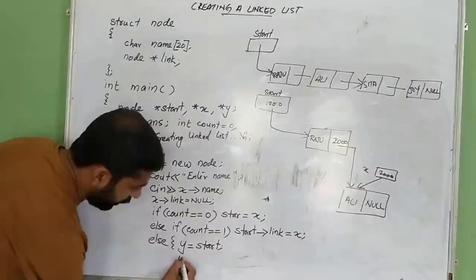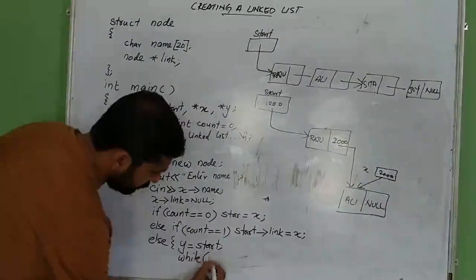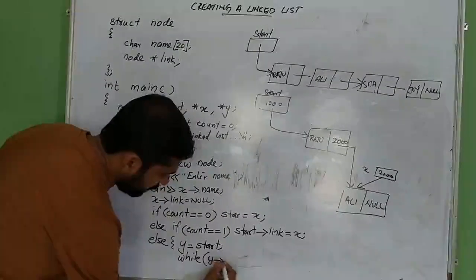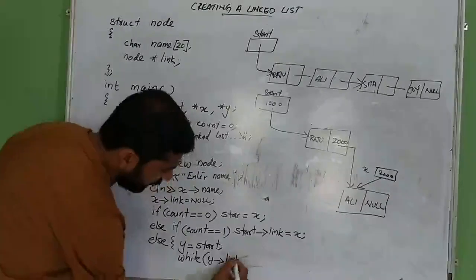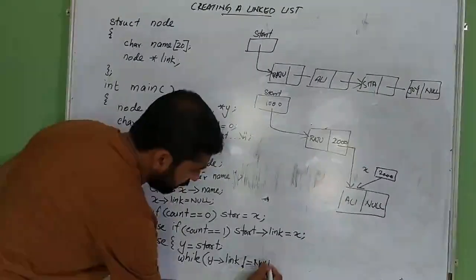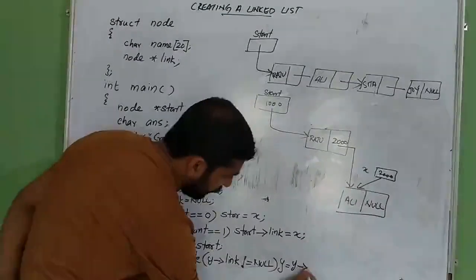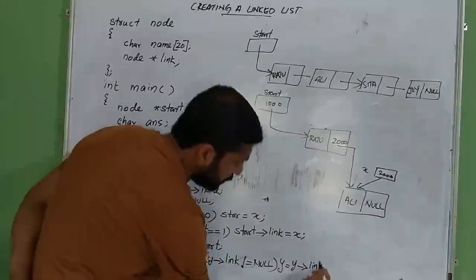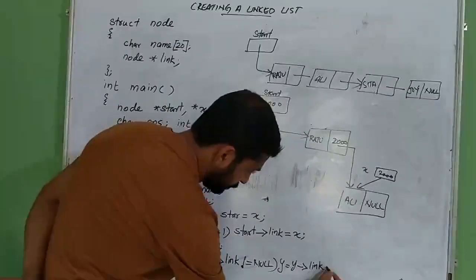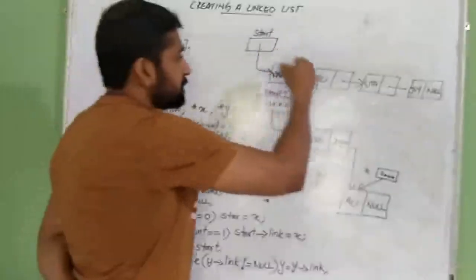Then while y arrow link not equal to null, y equal to y arrow link. So it will traverse till the end.